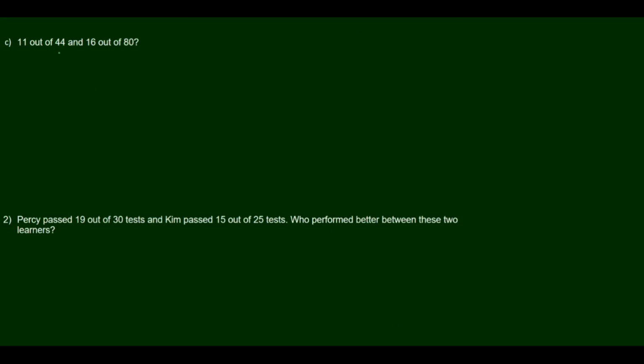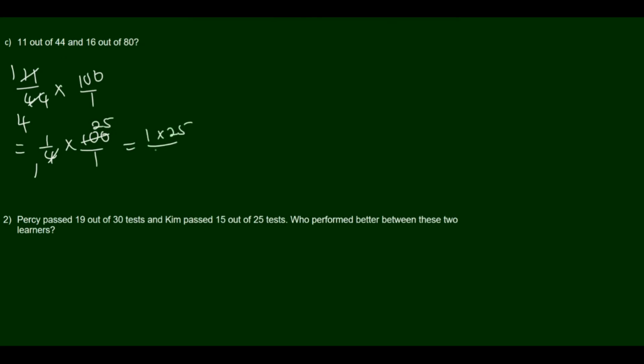Let's compare 11 out of 44 and 16 out of 80. Let's start with 11 out of 44. 11 over 44 times 100 over 1. Between 11 and 44, the highest common factor is 11. So 11 into 11, 1. 11 into 44, 4. So we're left with 1 out of 4 times 100 over 1. Then 4 into 4, 1. 4 into 100, that's 25. So we're left with 1 times 25 over 1 times 1, which is 25%.